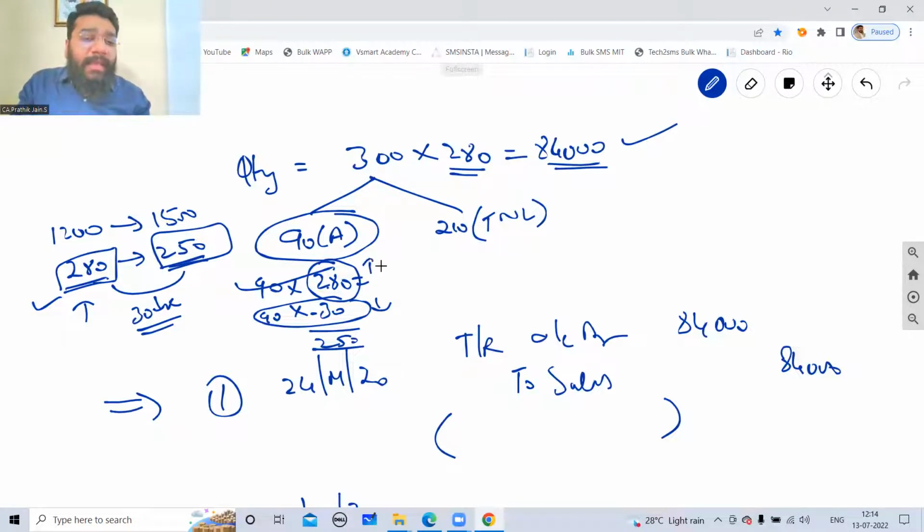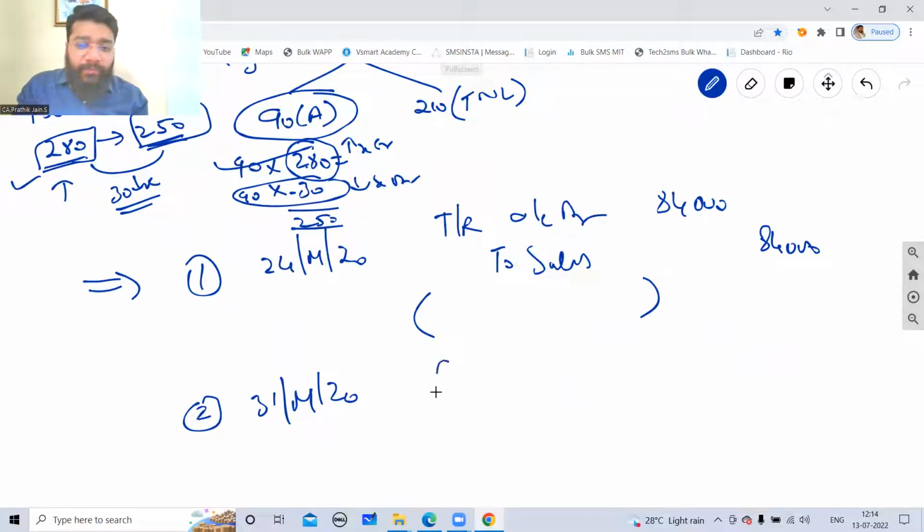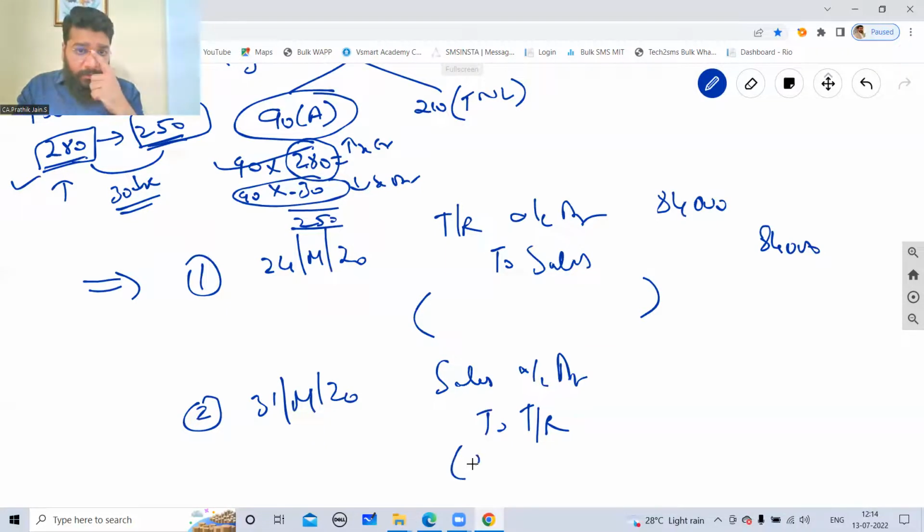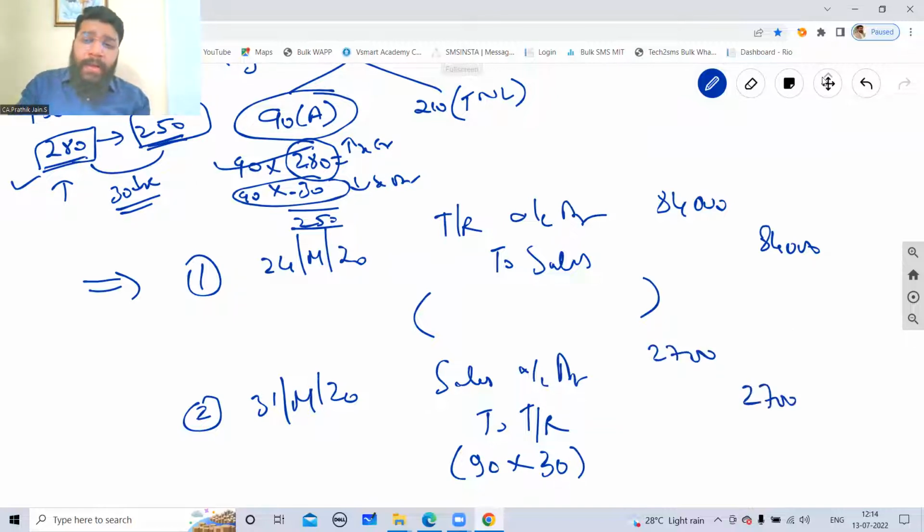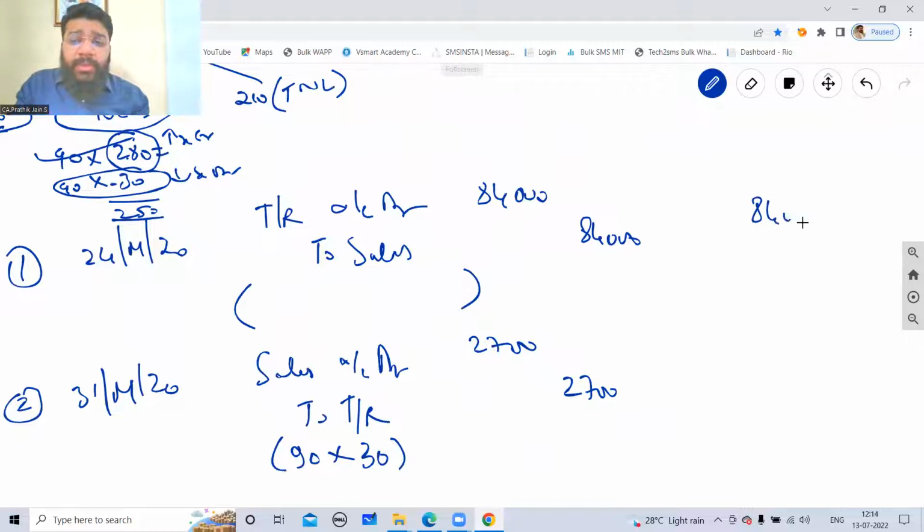To increase my sale, I credit sales. To decrease my sale, I need to debit sales. So on 31st of March, I'll decrease the sale value. Sales account debit to trade receivable. So it is 90 machines into 30, 2,700. The moment you pass this entry, guys, the original sale was 84,000. In that, 2,700 is subtracted. So this is the sales entry. This is the reversal of the sale entry.